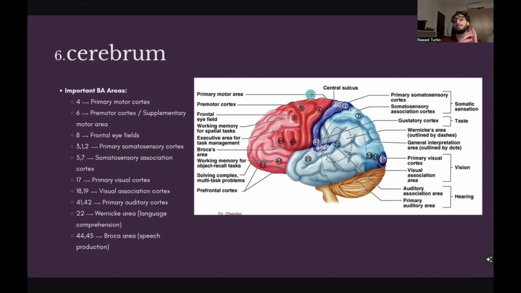Because of that, we're going to need specific parts of the cerebrum that are responsible for specific things. Now, years ago, scientists gathered together and decided to split the cerebrum into specific parts called the Brodmann areas. And we're going to number these Brodmann areas. Based on their number, that's going to tell us what exact role they have. Okay, so you should definitely try to remember the very important ones.